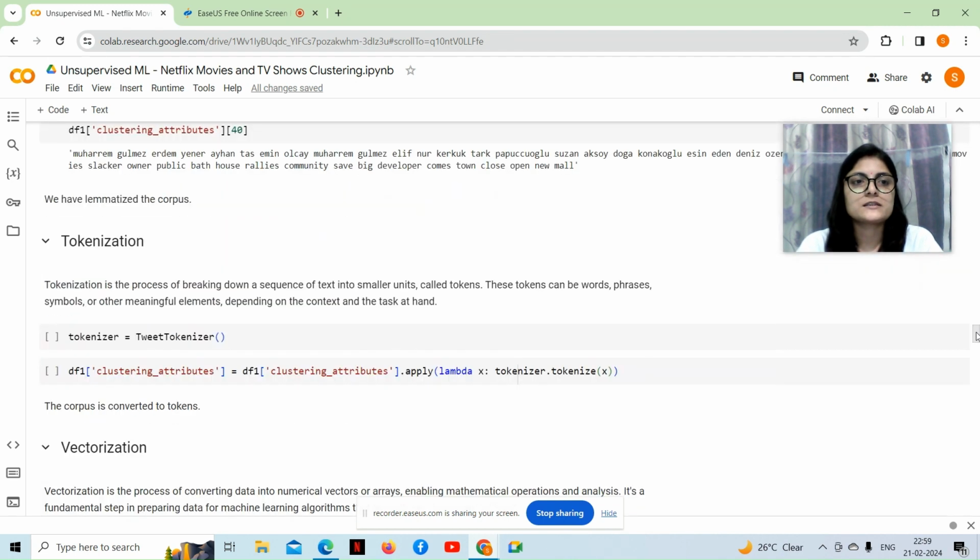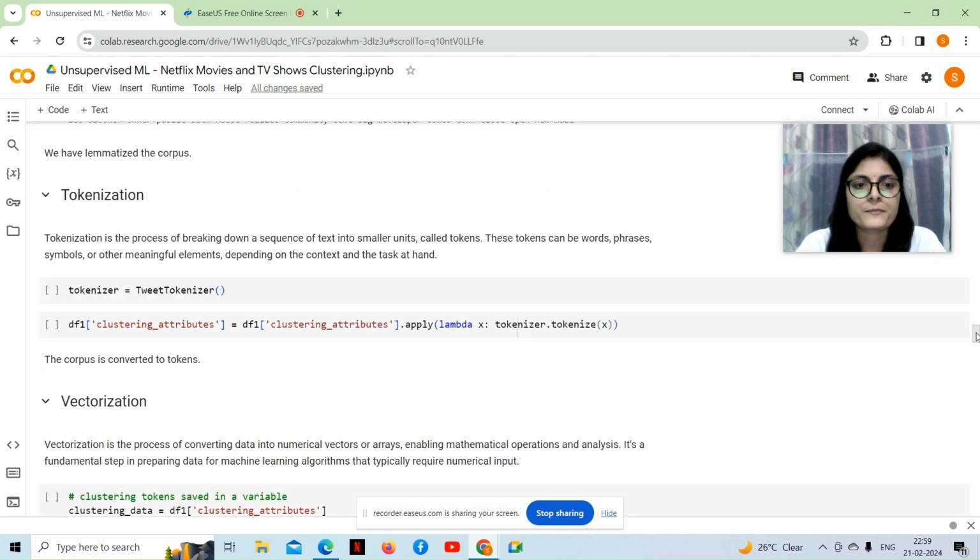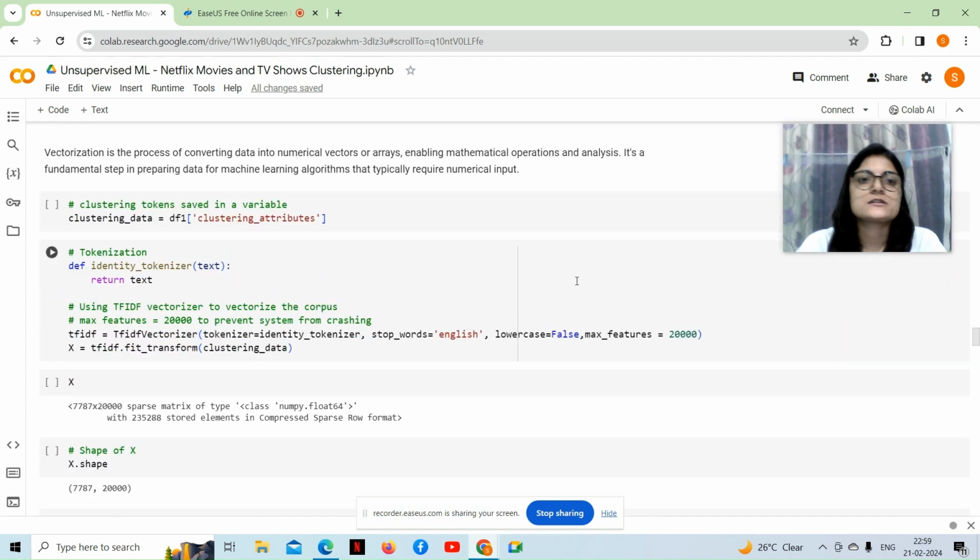And then we did tokenization. Tokenization is basically breaking down a sequence of text into smaller units. We call them tokens, and these tokens can be words, phrases, symbols, or some meaningful elements. Then vectorization means converting the data into numerical vectors or arrays, enabling mathematical operations and analysis. Basically it's a fundamental step in preparing data for machine learning algorithms that typically require numerical input. So we did tokenization here.